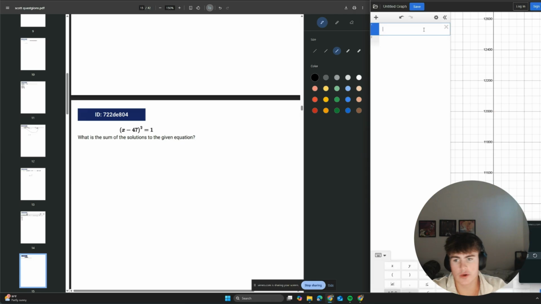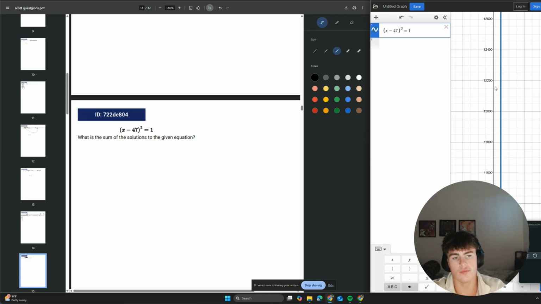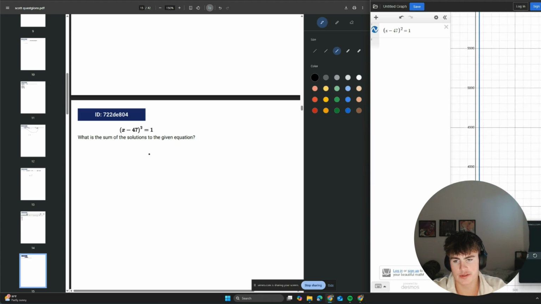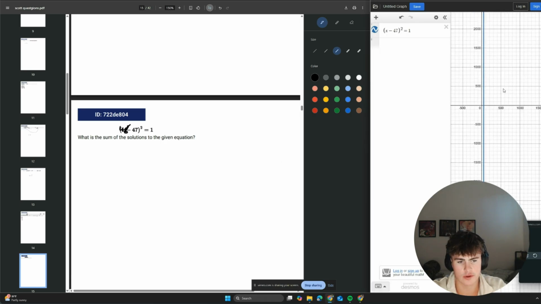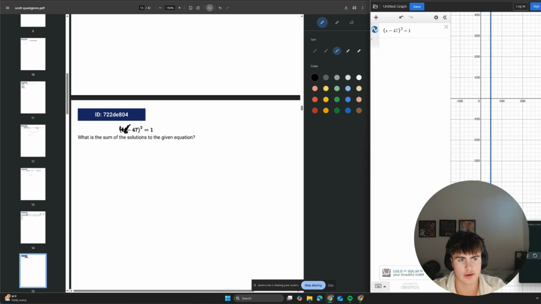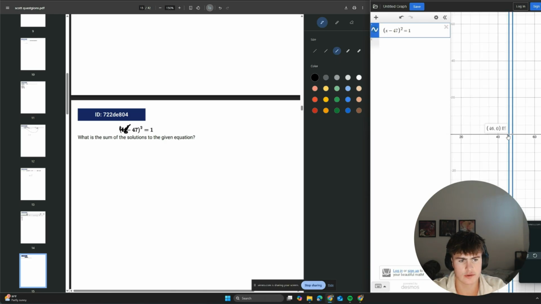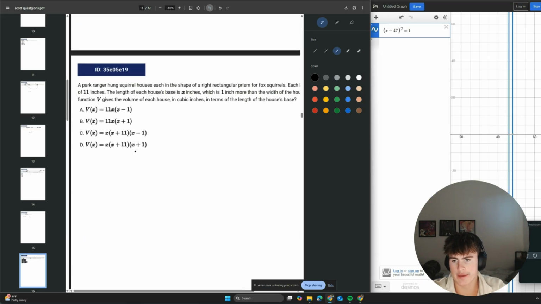What is the sum of solutions to the given equation? Plug it in. I mean, just from looking at it, the only number squared that's 1 is 1. So this could be 48, which would be 1, and this could be 46, which would be 1, and then you add them and you get 94. So let me just verify to make sure I'm not mentally dumb here. 46, 48, and this is going to be 94. You can do it in Desmos if you want.